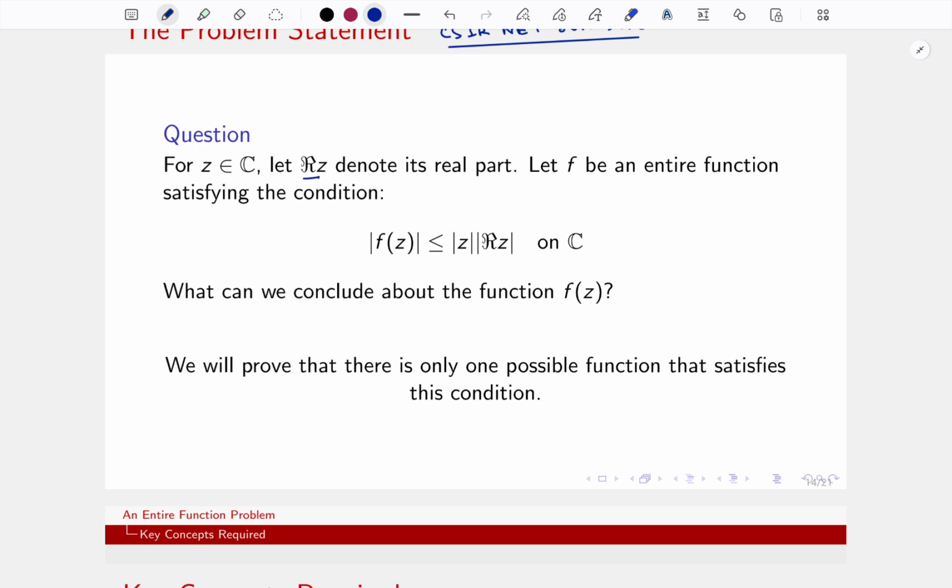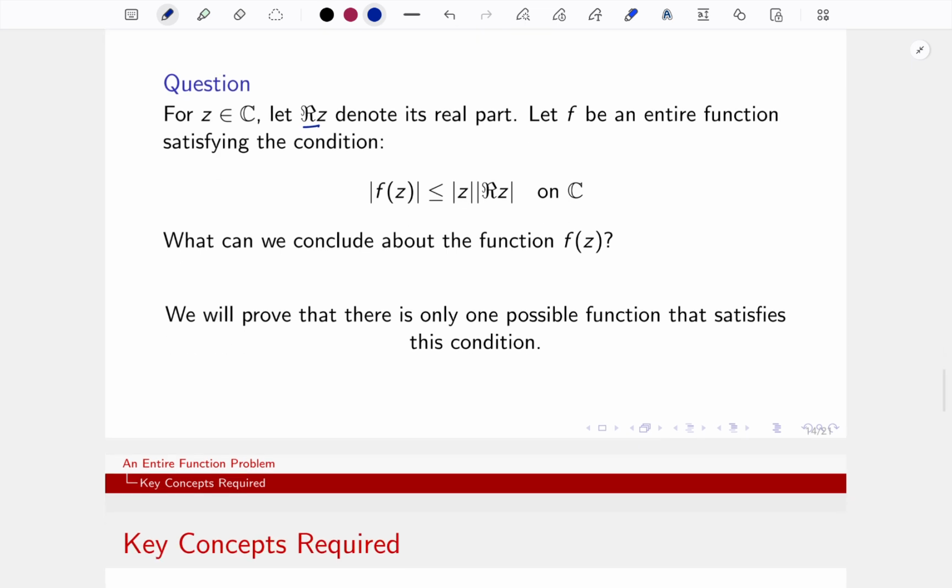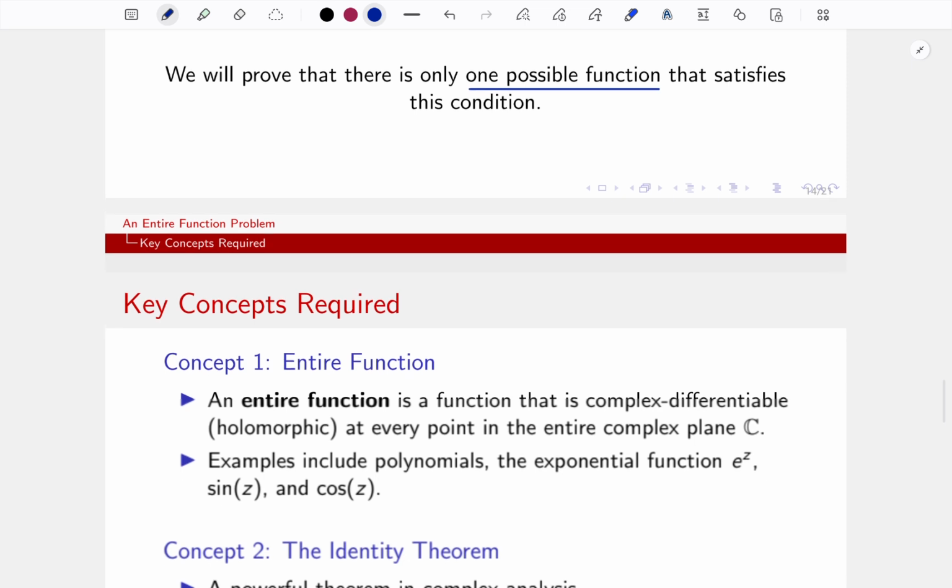I have intentionally removed those four options so that in some sense we do not get an idea immediately of what we need to prove, but nevertheless we will prove the following fact. This sort of a statement should be familiar to people who deal with complex analysis problems: we will show that there is only one possible function. To emphasize, there is only one possible function that satisfies this condition, and what that function is, is what we are going to find.